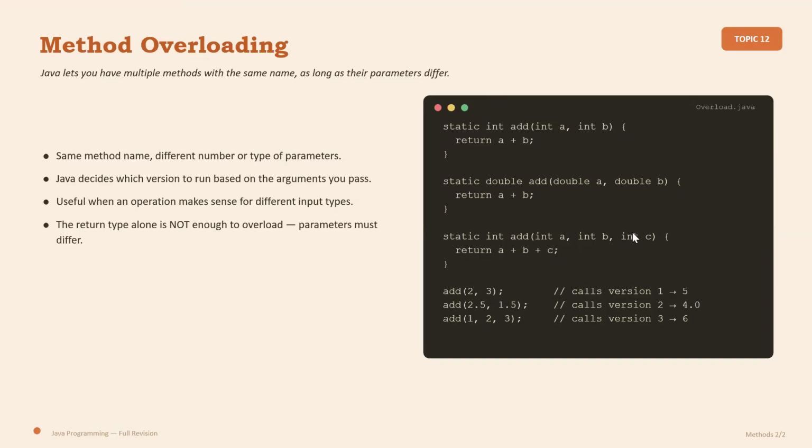So method overloading means using the same method name for similar tasks while changing the parameters to handle different inputs. So no two methods can have the same name and the same number of parameters or the same type of parameters. Either you have to change the type. In this example, I'm using int, but I change it to double. Or if you want to use the same int, then you have to increase or decrease the number of parameters.